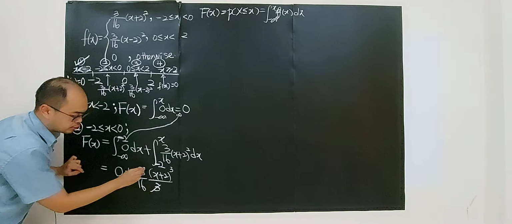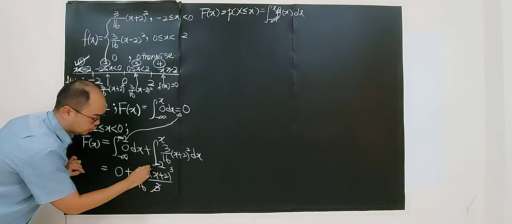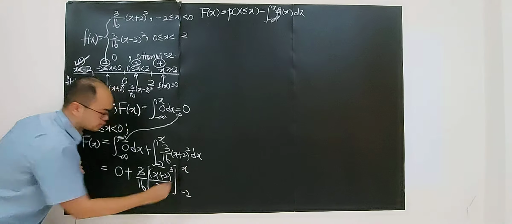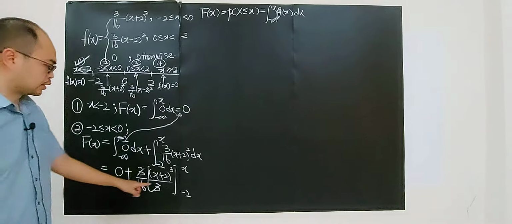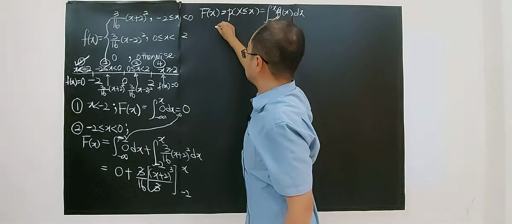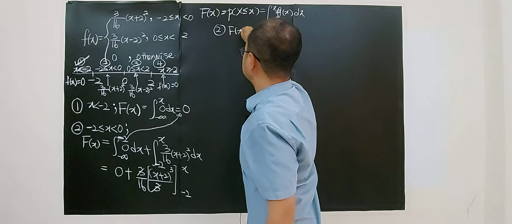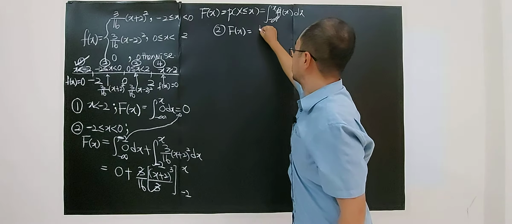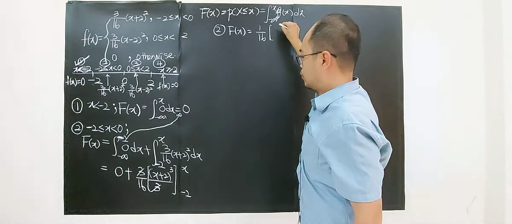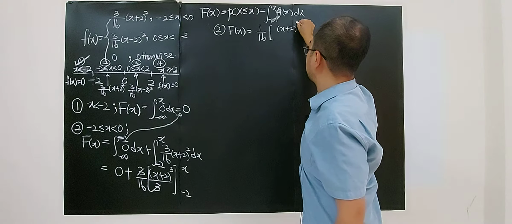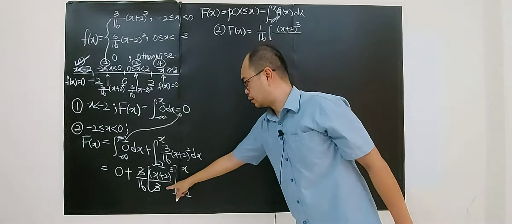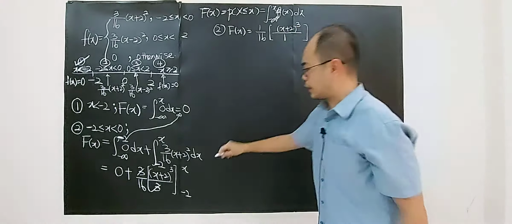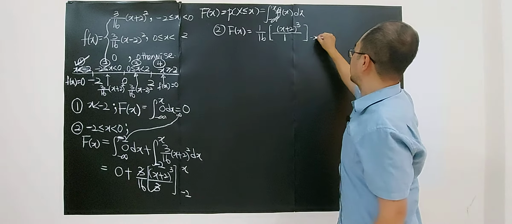So now the 3 and this 3 cancel off, right? Cancel off. So which is from negative 2 up to x, right? Negative 2 up to x. So I'm going to rewrite here so that it's not so messy. For the second interval, your cumulative function will be 0 plus 1 over 16, x plus 2 to the power of 3, from negative 2 up to x, because already cancel out the 3, right?